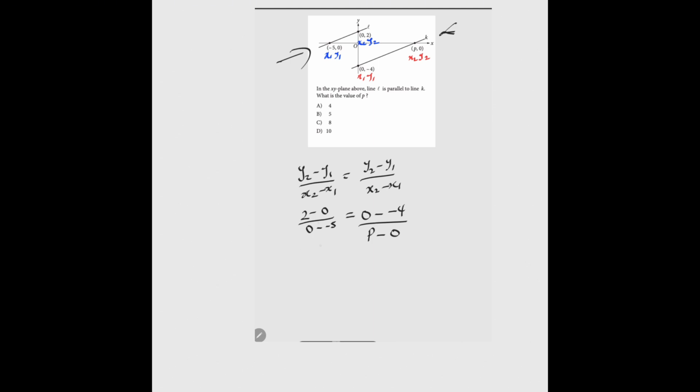So let's just simplify this. We have 2 over negative times negative here is going to give you positive 5, equals 0 minus negative 4 is going to give you plus 4, over p. So the next thing you need to do is cross multiply, where I have 2p equals 5 times 4, which is 20. So divide both sides by 2, p equals 10. So our answer is D.